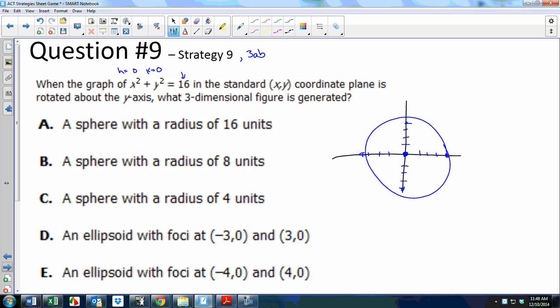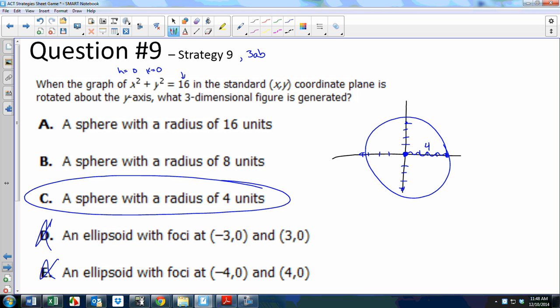If you rotate it around the y-axis, so if you spin it around the y-axis, what's that shape going to be? It's going to be the shape of a basketball. Agree? It's going to be a sphere. So it's not D, not E. Which one is it? What's the radius of that basketball? The radius is 4, right, from here to here. So the radius squared is 16.